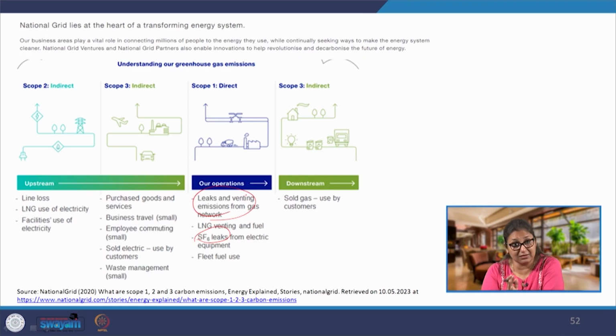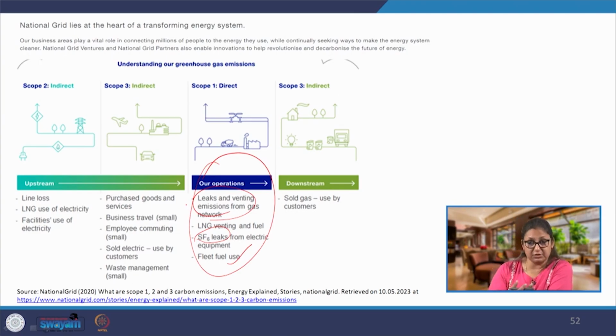That is why it finds a clear mention in the direct emissions, and other than that, the fuel use for the transportation fleet and its combustion. So, this is all being covered in the direct emissions, but if we look at upstream, we have the use of electricity for different purposes, business travel, employee commuting, waste management, waste generation. All this is upstream, and downstream we have the selling of gas, which is their product, and its use by the consumers.